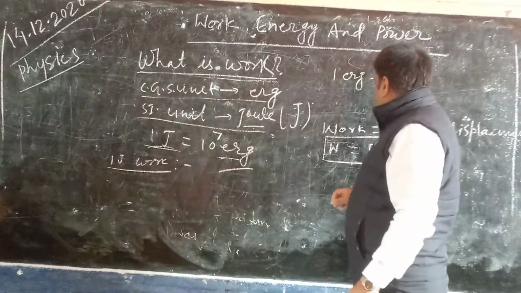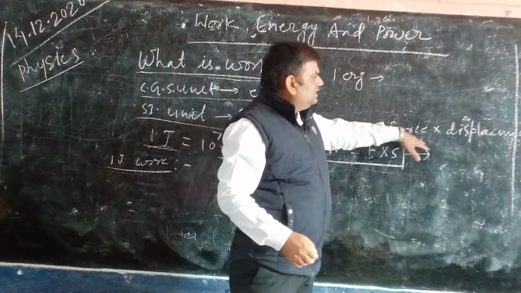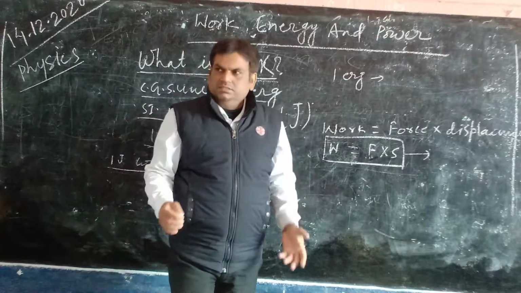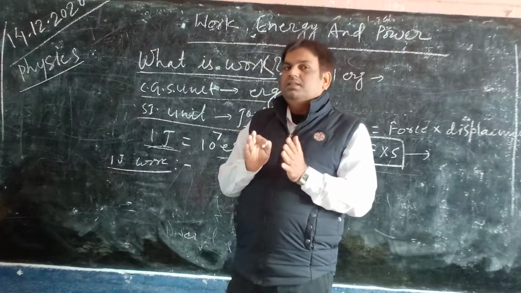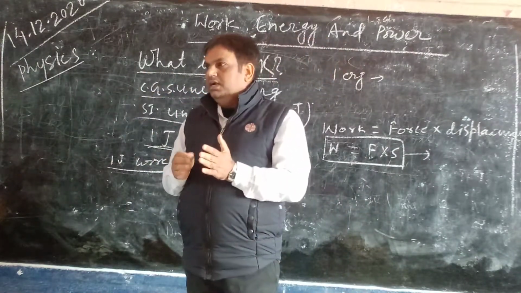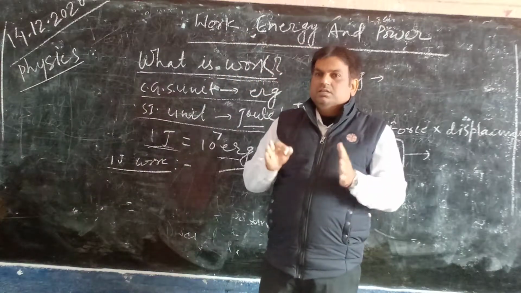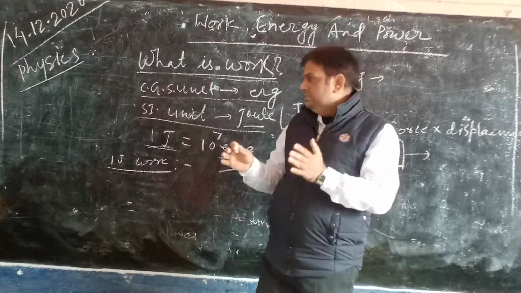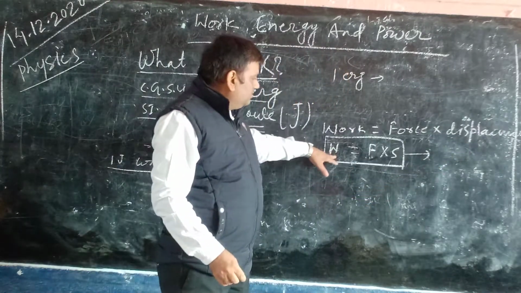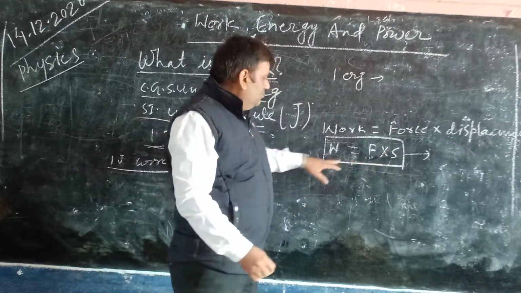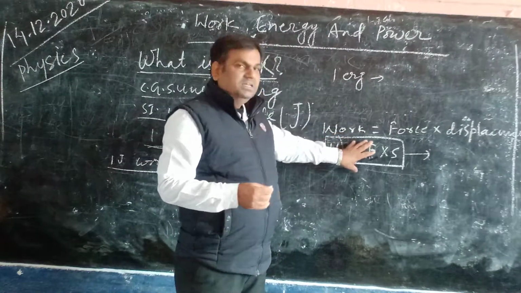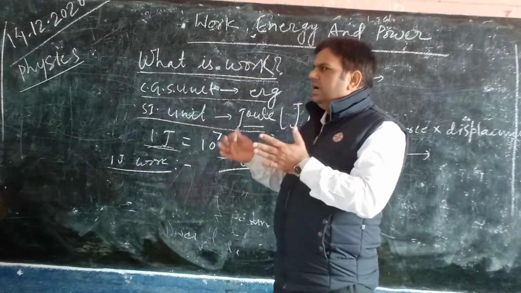So we can say that work equals force into displacement. Displacement means the shortest distance between 2 points. We have been discussing the chapter on motion: there is a difference between distance and displacement. Distance means the total length of the journey, and displacement means the shortest distance between 2 points. So work equals force into displacement, and we can write work equals F into S, and work is a scalar quantity. Which kind of quantity is work? Scalar quantity.